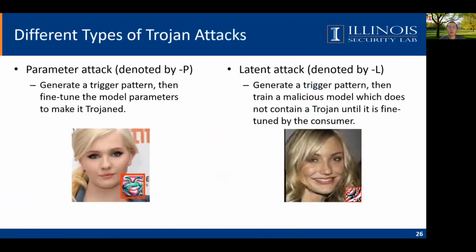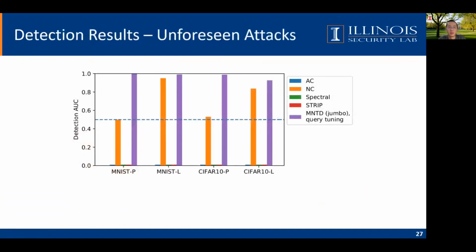Then we consider the evaluation for unforeseen attacks. Recall that we use poisoning attack to generate the shadow models, and these are two attacks that will not poison the dataset. So we will evaluate whether the system can detect these attacks. We can see that our approach still performs very well in detecting these unforeseen attacks. Note that some other detection methods only detect the dataset level Trojans, so they cannot detect these attacks because these attacks do not interfere with the datasets.